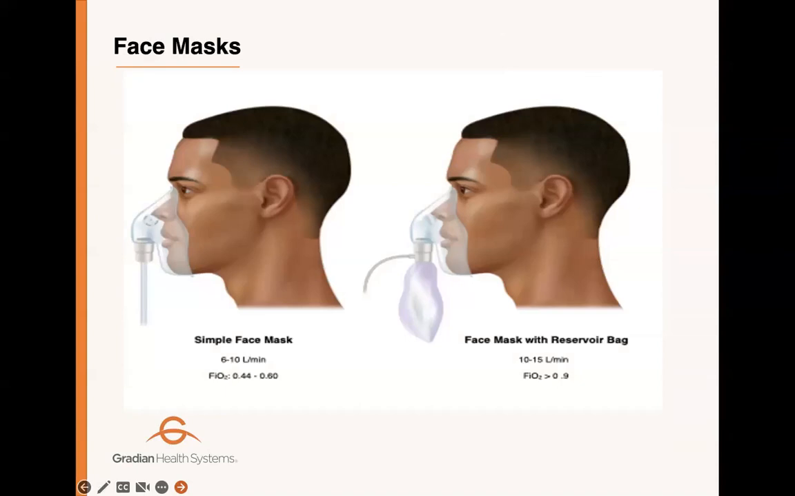So we have the face mask: the simple face mask and the face mask with the reservoir bag. We advance to high FiO2 when we use a face mask, whereby the simple face mask at 6 to 10 liters per minute can give you a FiO2 ranging from 0.4 to 0.6, and the face mask with the reservoir bag at a flow of 10 to 15 liters per minute can give a fraction of inspired oxygen of more than 90%. Next slide.